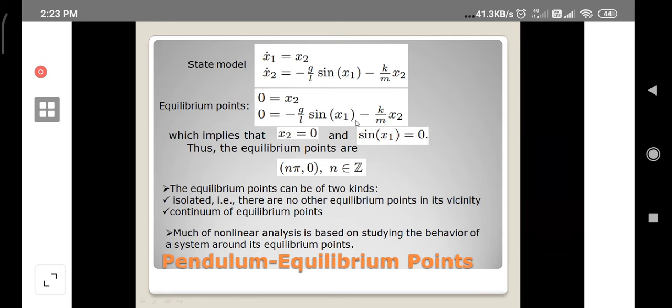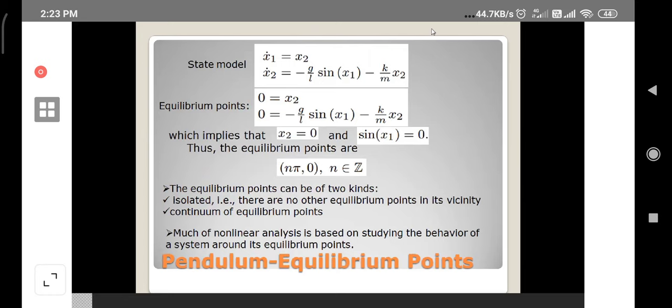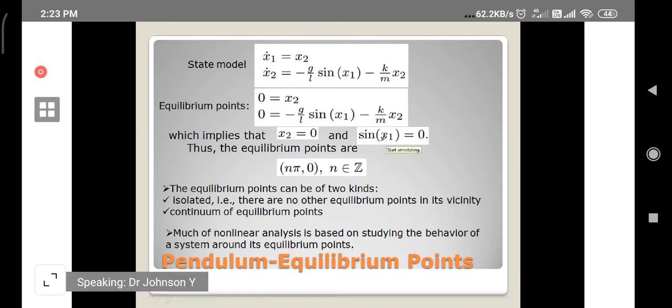Then sine x1 equals zero, what does this mean? Sine x1 equals zero implies that the value of x1 can be zero or pi or minus pi or 2 pi or minus 2 pi, etc. Sinusoidal values will have a value of zero at pi, 2 pi, 3 pi, etc. So there are different numbers of equilibrium points, n pi. In general, we say n pi and zero, and the origin is another equilibrium point. So these are the equilibrium points of a simple pendulum.